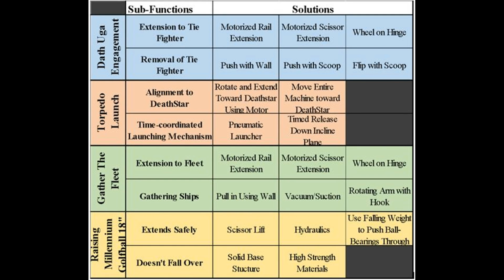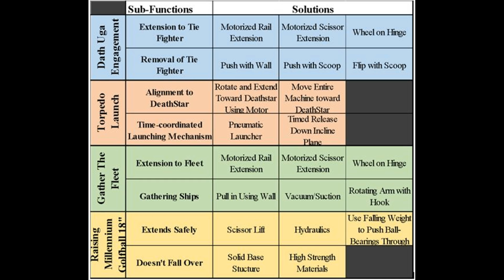Here we have the morphological chart, where we use the subfunctions from the function tree and offer possible solutions. We can extend to the TIE fighter using motorized rail extensions, scissor extensions, or a wheel on a hinge. Remove the TIE fighter with a wall pushing it, a scoop pushing it, or flip it with a scoop. For the torpedo launch, we have to align to the Death Star, and we can rotate toward the Death Star using a motor, or move the entire machine towards the Death Star. Time-coordinated launching mechanism requires a pneumatic launcher or time release down an inclined plane.